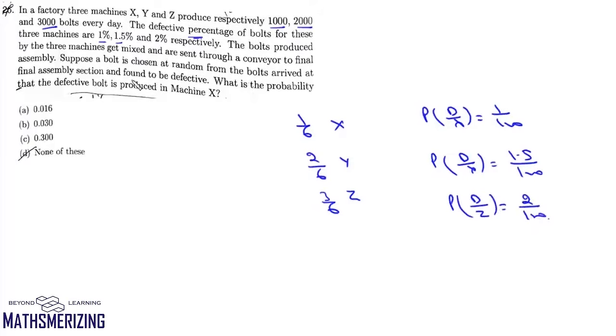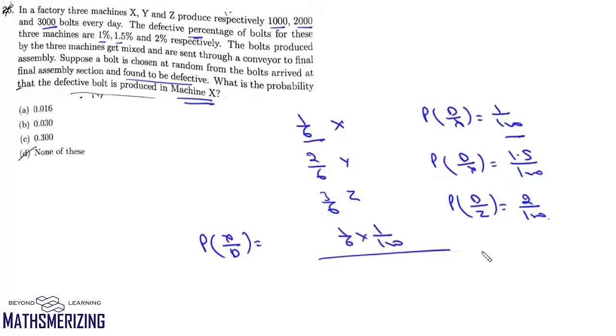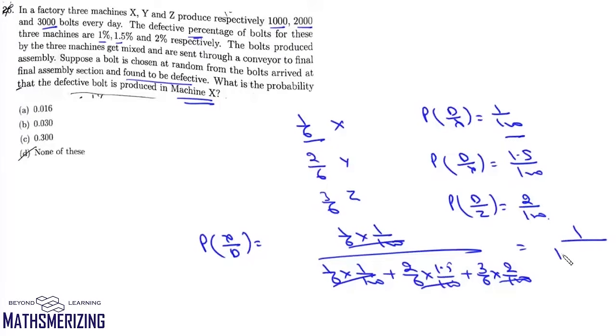Now it says a bolt is found to be defective. What is the probability that this bolt is produced in machine X? So it's a Bayes theorem question. So if it is defective, it came from machine X. So we'll take this case in the numerator. So it will be 1 by 6 into 1 by 100 upon 1 by 6 into 1 by 100 plus 2 by 6 into 1.5 by 100 plus 3 by 6 into 2 by 100. So this 100 into 6 will cancel. So we'll write this probability as 1 upon, and this is 1 plus 3 plus 6.